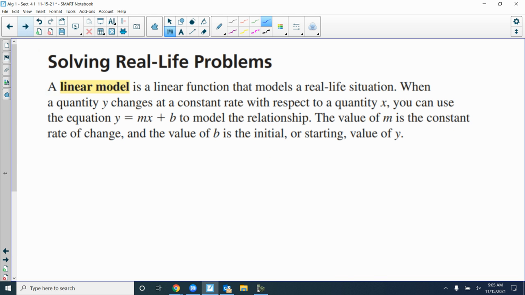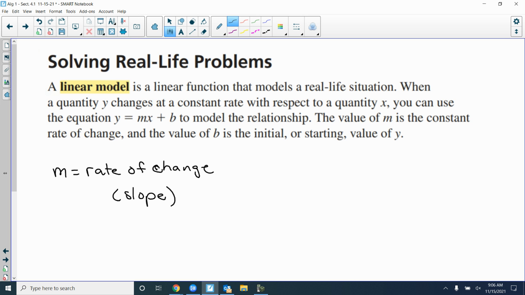All right, let's take a look at something that can be modeled by a linear equation. So a linear model is a linear function that represents a real-life situation. When the quantity y changes at a constant rate, you can use the equation y equals mx plus b to model the relationship. The value of m is the rate of change, which is still our slope. Rate of change is going to be the same as our slope.